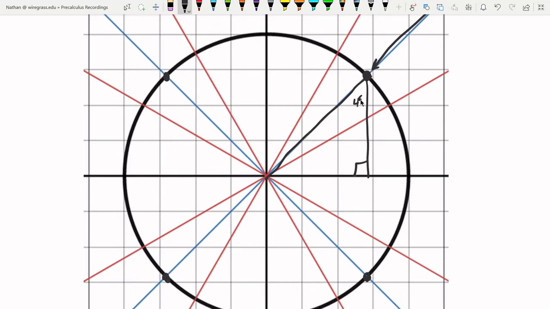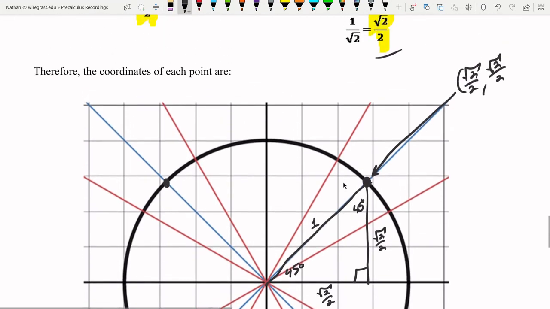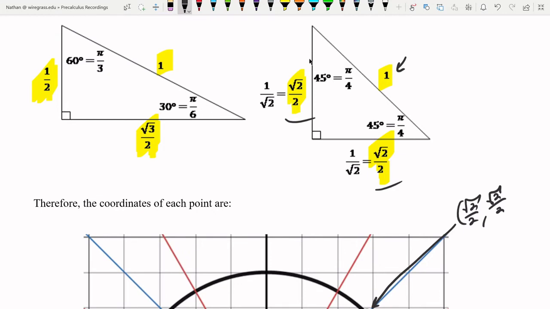Right, this is a 45, this is a 45, and this is length 1, which means that this side has to be root 2 over 2, and this side has to be root 2 over 2 as well. That's the only way a 45, 45, 90 triangle works. That's what I just showed here. So the two side lengths have to be root 2 over 2, root 2 over 2.